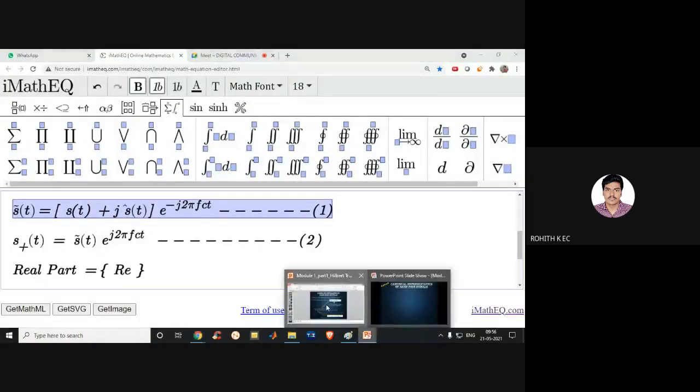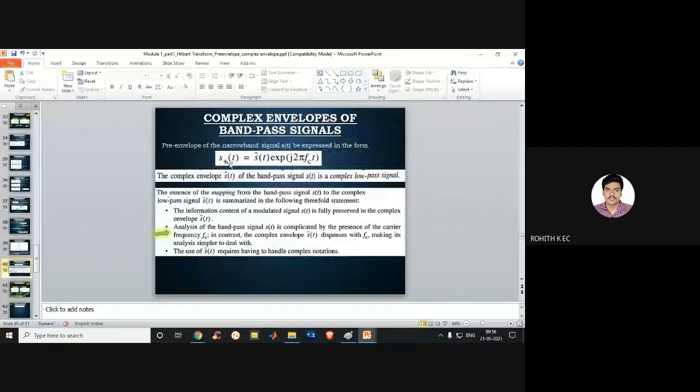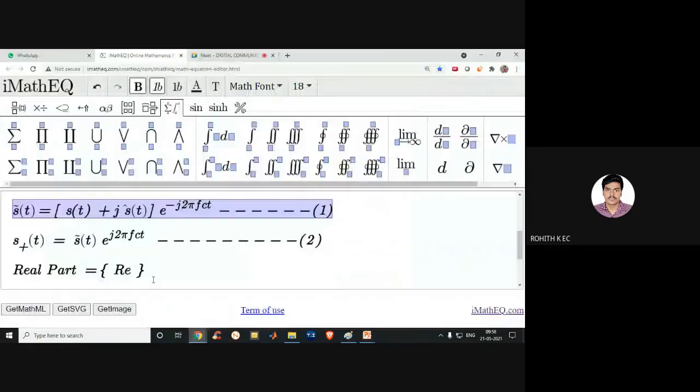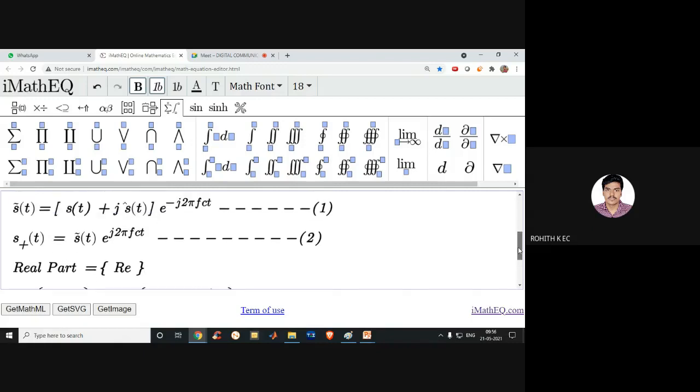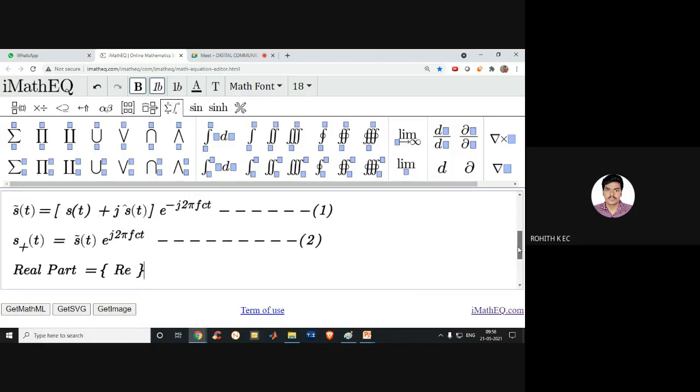I will call this equation 1. And similarly, we have seen that positive pre-envelope is given by S plus of t is equal to S tilde of t exponential j 2 pi fct. This equation I'll call equation 2. Any doubt at this point? Now I will look for the real part of positive pre-envelope. RE in the flower bracket is written to represent real part. I'll tell you why I'm focusing on the real part of S plus of t after we compute this, because that ultimately leads to a meaningful result.